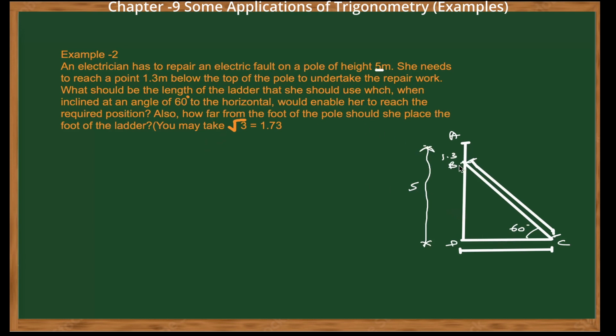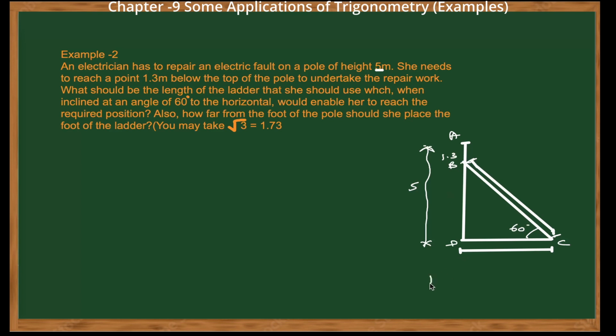1.3 from here, B is given. Okay, so we have the length of this. We have this side. Okay, we have a degree. So when you have one side and the other side is this one. Okay, so let's try to solve it. Let's get the value of BD.